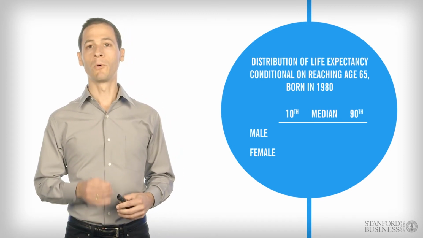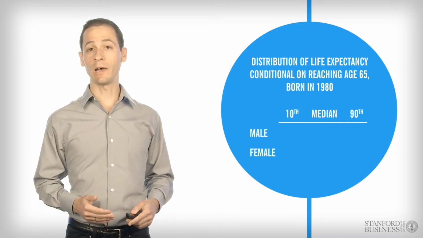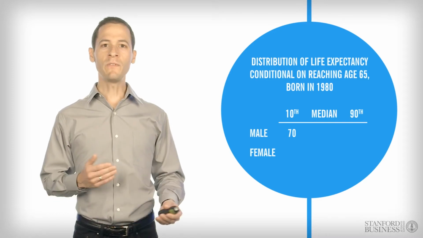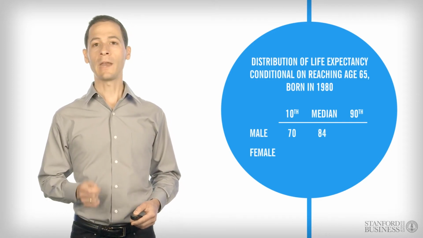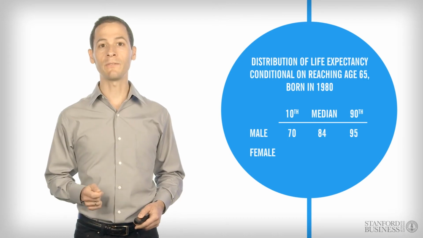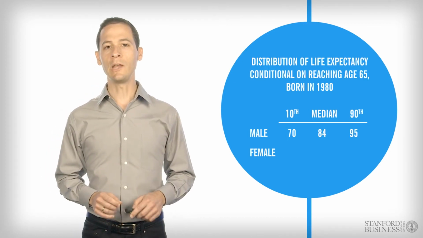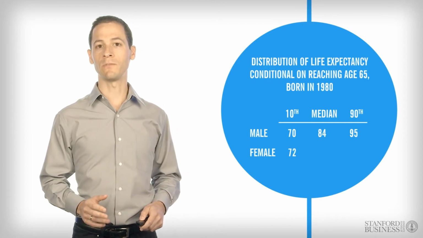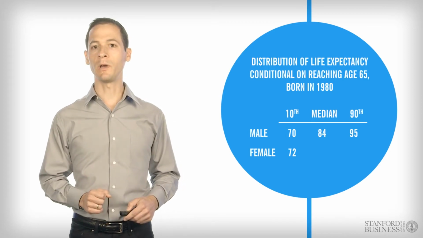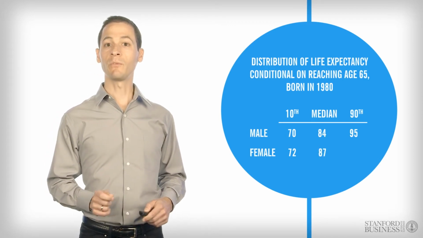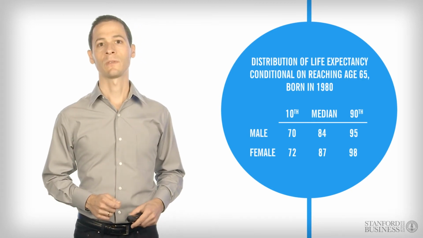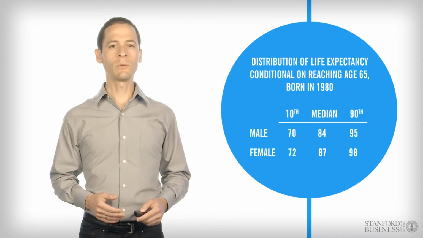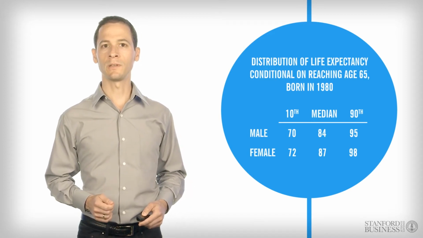Well, if you're a man born in 1980 and you make it to age 65, actuaries believe you have a 90% chance of living beyond age 70, a 50-50 chance of living beyond age 84, and a 10% chance of living beyond age 95. If you're a woman born in 1980 and you make it to age 65, actuaries believe that you'll have a 90% chance of living beyond age 72, a 50-50 chance of living beyond 87, and a 10% chance of living beyond age 98. Perhaps living to such advanced ages seems to you as though it would constitute good fortune, but it won't be such good fortune if you have no assets on which to live.